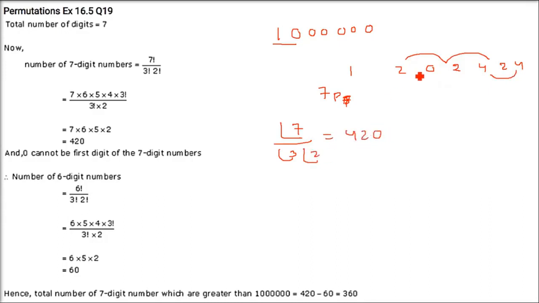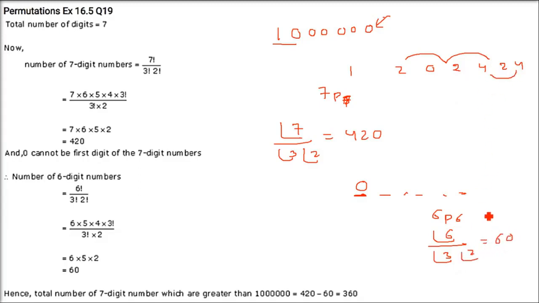Now we'll fix the 0 because we don't want these kinds of numbers. We will find all the numbers which start with 0, because we have to remove these numbers. So if you fix 0, 6 are remaining. These 6 can be arranged in 6P6 ways, and you have to divide this by the repetition, that is 4 two times and 2 three times.